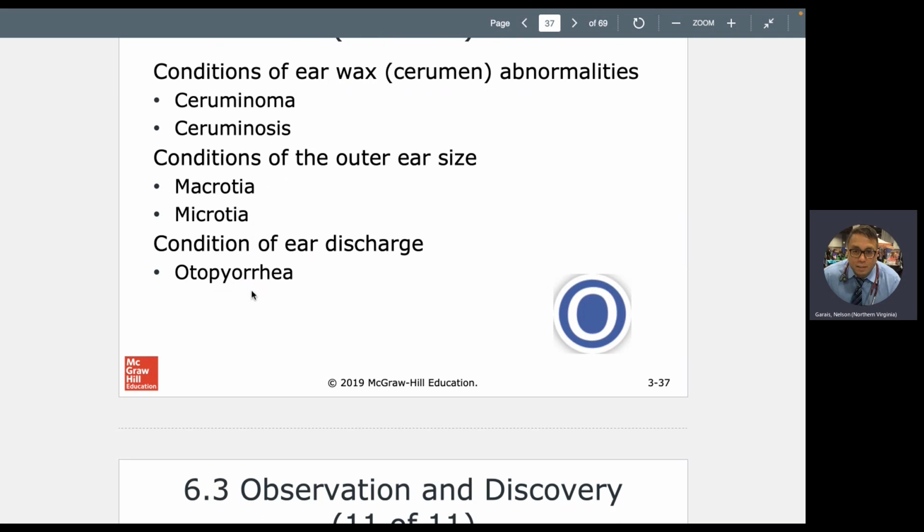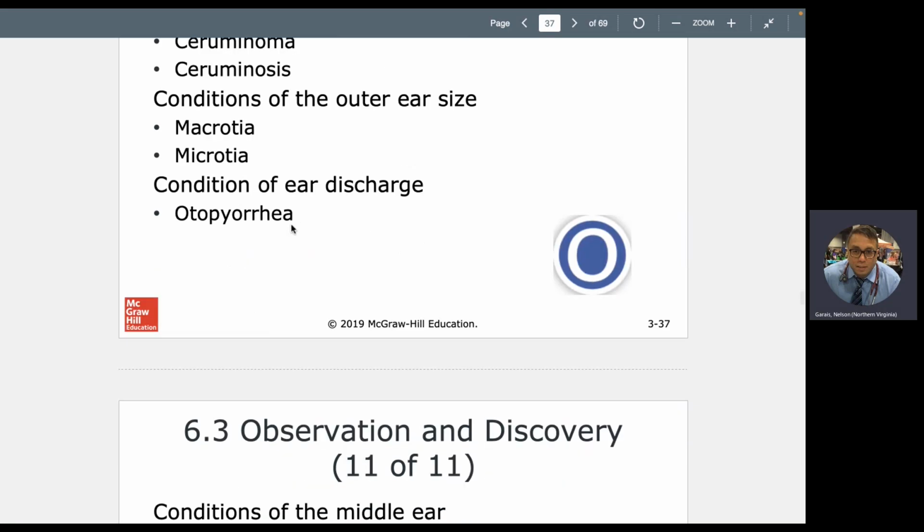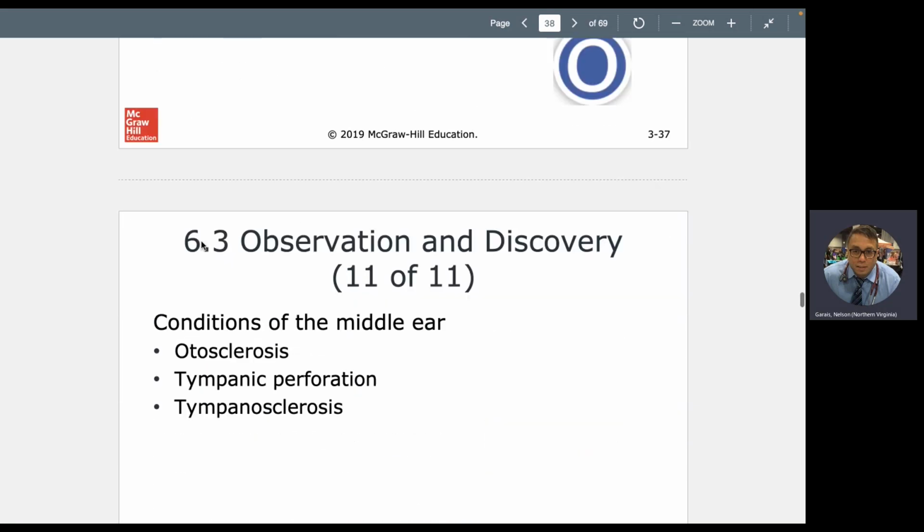Otopyorrhea, again, pay attention to the discharge of their ears. If it's pus-like, a little bit yellow or even green, and it smells or doesn't smell, that's okay. Just beware. If it's clear and doesn't smell, that's a problem. Could be cerebrospinal fluid. Pyo means pus, rrhea, excessive discharge. Oto, ears, of course.